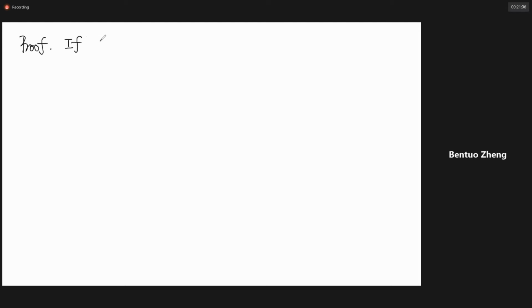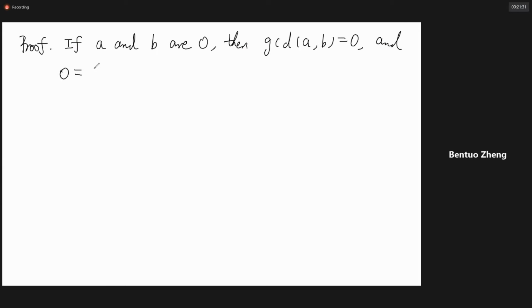If A and B are zero, then by our definition, the greatest common divisor of A and B in this situation is going to be 0. Of course, 0 is going to be equal to, you can pick any number, say 1 times 0 plus 0, 2 times 0, whatever. So this is okay. In the case when both A and B are 0, this is okay.